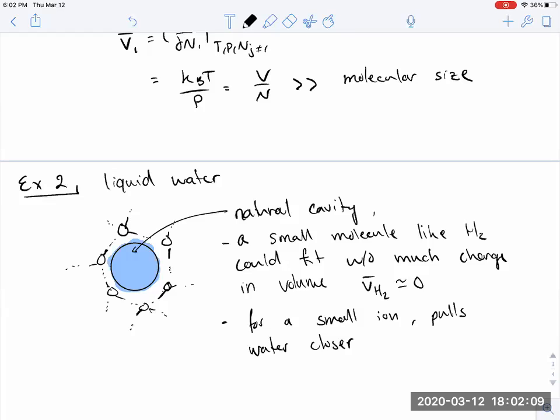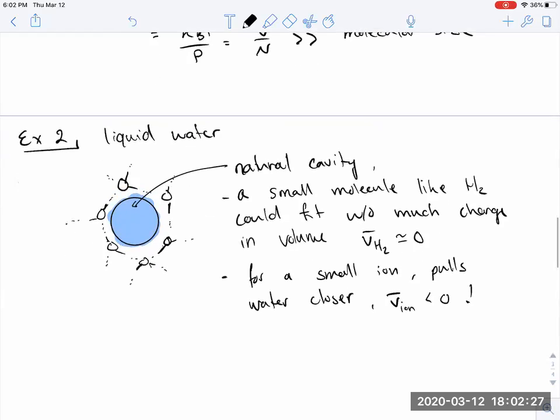So that consequently would mean that for a little ion that could fit spontaneously in that cavity, the partial molar volume, how the volume changes as I add that ion in, might be negative. Indeed, for something like magnesium sulfate, it is actually negative. Magnesium is small enough to fit in those little cavities. It actually pulls water molecules closer together.